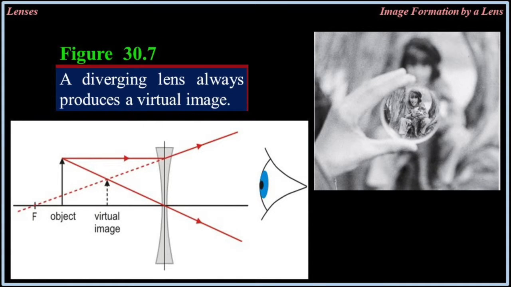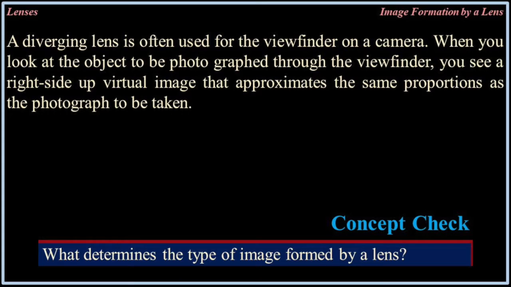30.7, a diverging lens always produces a virtual image. A diverging lens is often used for the viewfinder on a camera. When you look at the object to be photographed through the viewfinder, you see a right side up virtual image that approximates the same proportions as the photograph to be taken. Concept check. What determines the type of image formed by a lens?